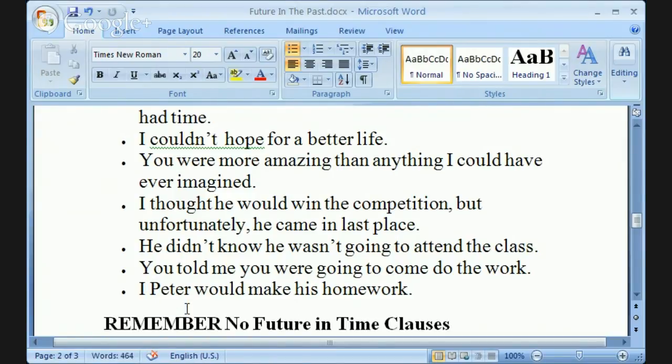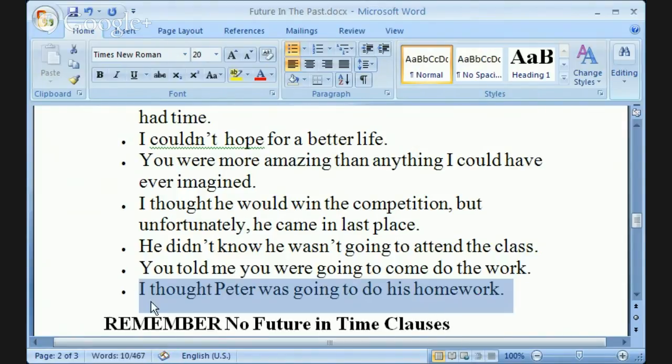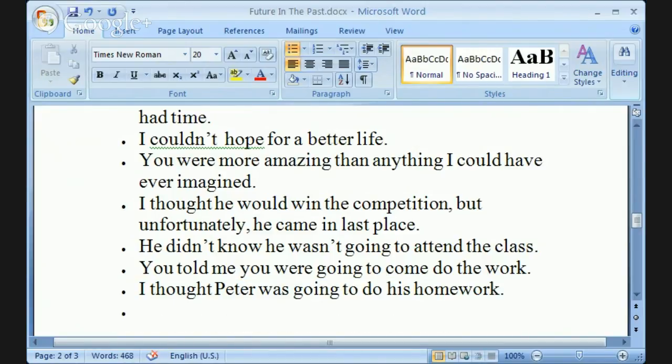Okay. I thought Peter. Okay, you're using would make. First of all, another very important point here, everyone, you don't make your homework. That's impossible. You do. You would do his homework. Okay, you're using the would construction. How about if we change this to what I was asking for here: was going to do his homework. This is fine. Now, this infers, I thought Peter was going to do his homework. You thought that was the plan. Yes. Right. And that would be okay.